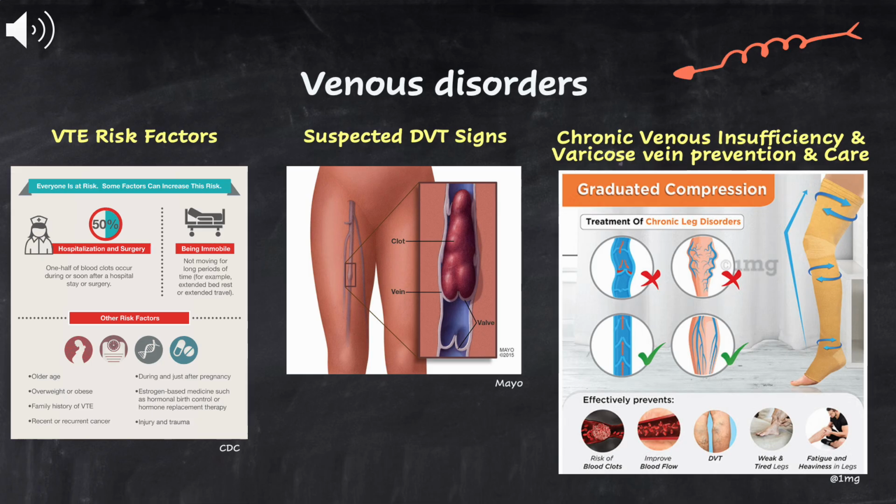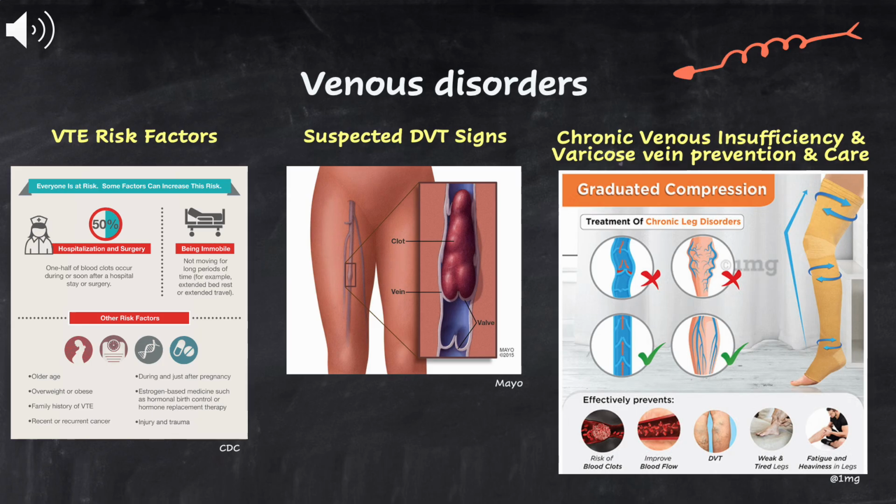Let's move on. This slide focuses on venous disorders, including venous thromboembolism risk, deep vein thrombosis, chronic venous insufficiency, and varicose vein prevention. We'll start with VTE risk factors. The risk for venous thromboembolism increases with estrogen use, such as oral contraceptives, as well as surgery and immobility. These factors promote venous stasis and increased clot formation, which is why close monitoring and early prevention strategies are essential in at-risk patients.